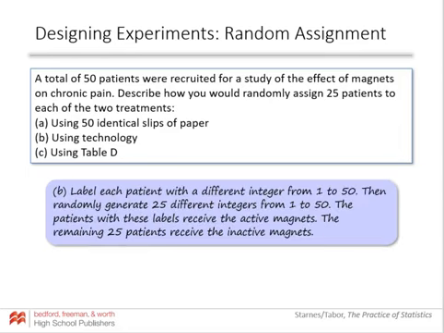Okay. If we were going to use technology, again, same rules as last time. We need a label. So label each patient from 1 to 50 and then randomly generate 25 different or unique numbers from 1 to 50.